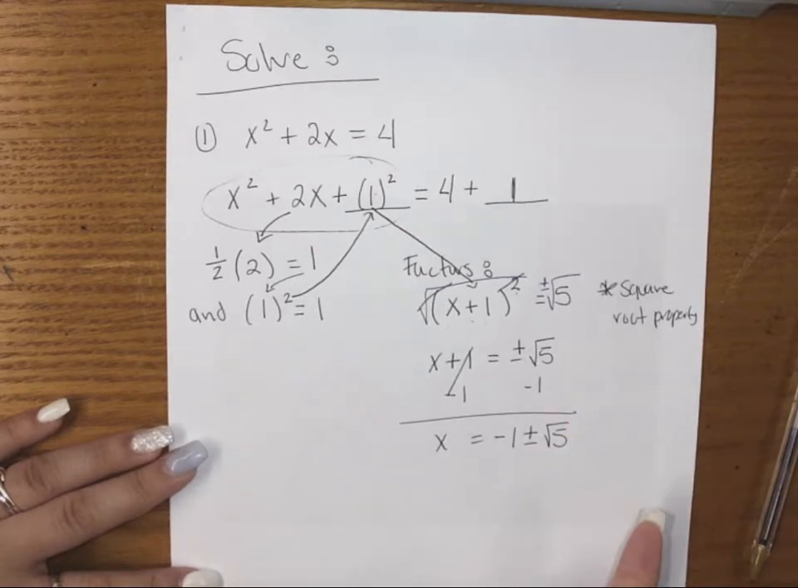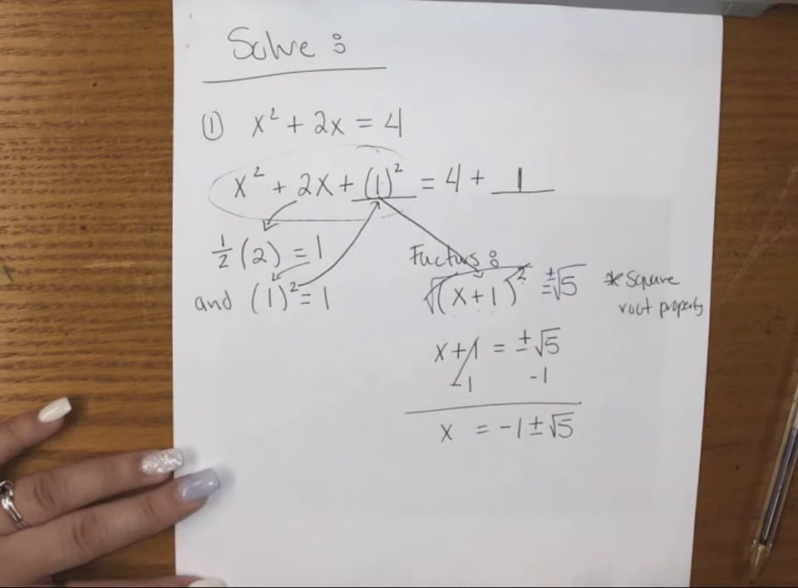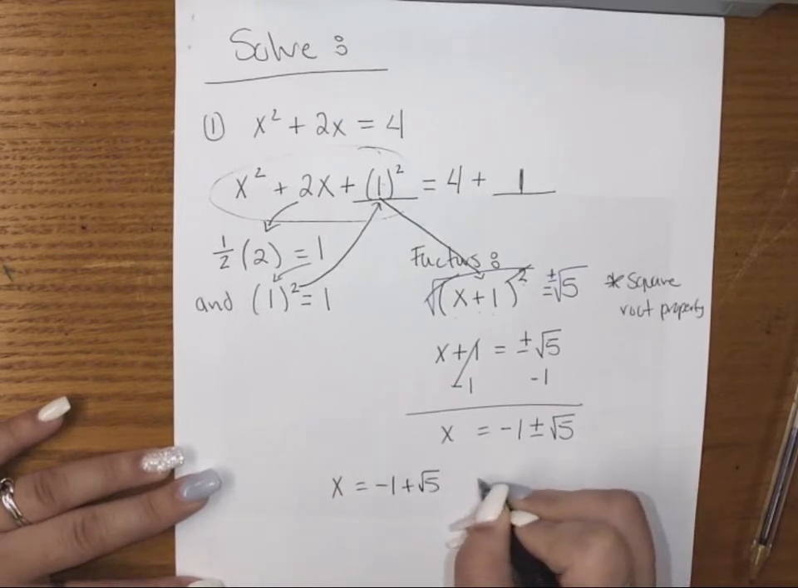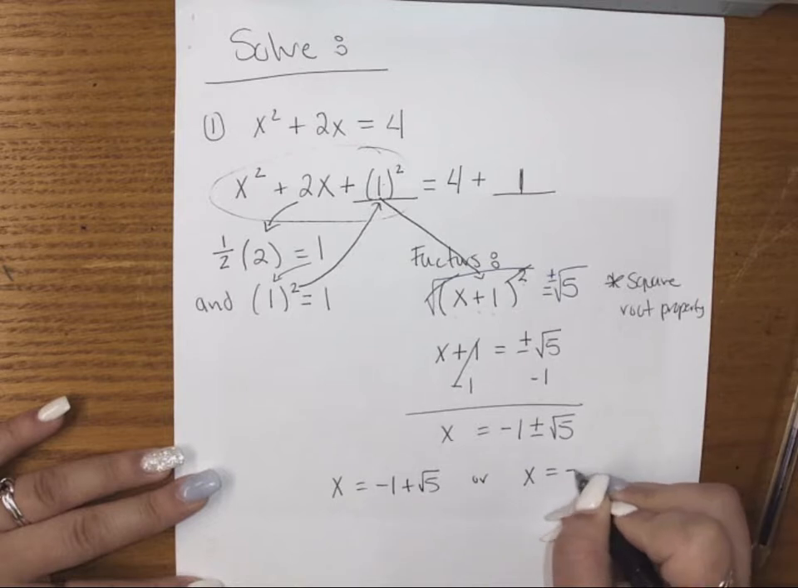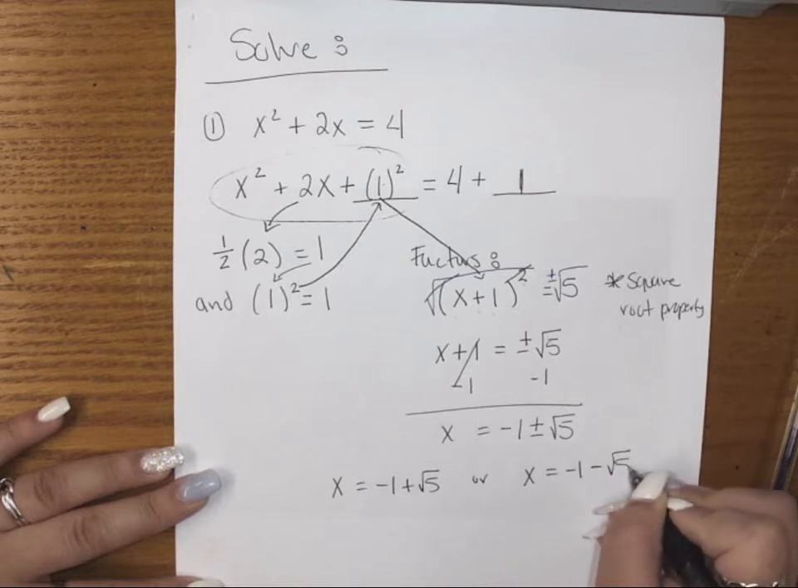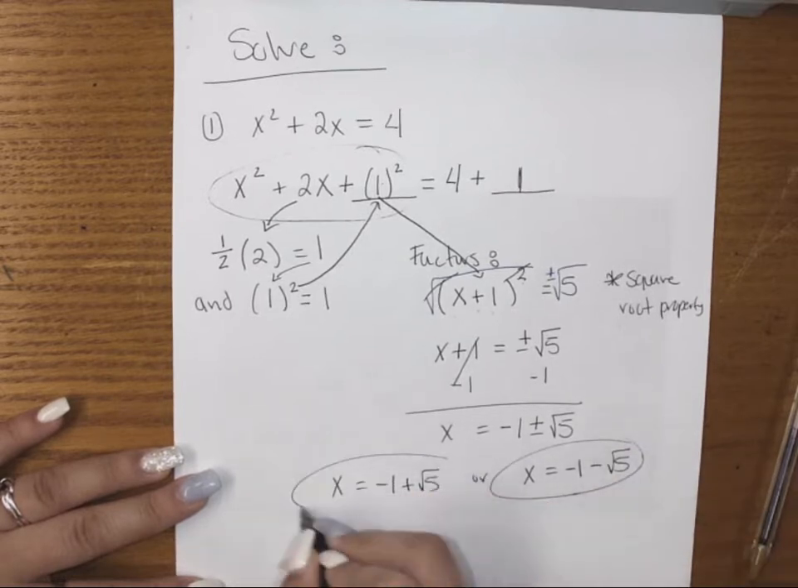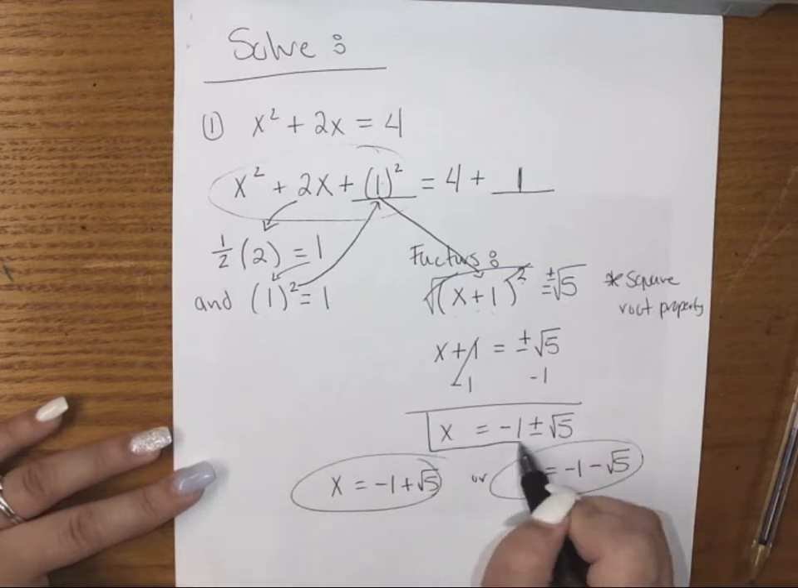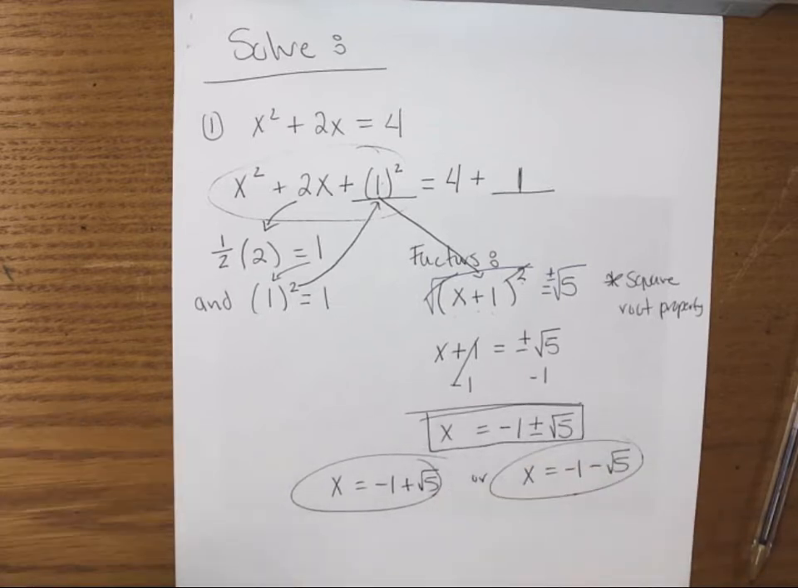You still have to recognize that we have two different answers. x can be negative 1 plus the square root of 5, or x can be negative 1 minus the square root of 5. So you can write your answer as the two possible answers, or you can leave your answer like this. You just have to understand that we have two different options.